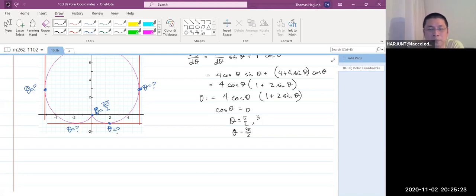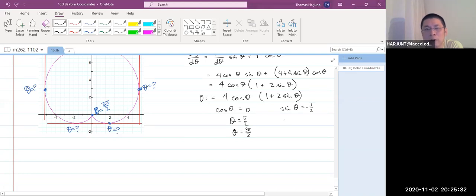Now separate them, okay? Because we need to analyze that further. Here we have sine theta equals -1/2. So theta should be in quadrant 3 and quadrant 4, where sine is negative, okay? That would be theta equals 7 pi over 6 and 11 pi over 6.